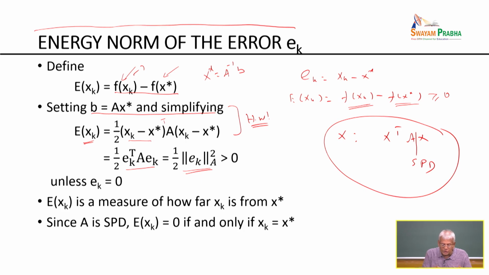So, this is always positive unless Ek is 0. So, what is it I have now shown? Let me quickly summarize. I could have worked with Rk, but I introduced the notion of Ek. I am going to prove Ek converges to 0 to be able to show convergence.